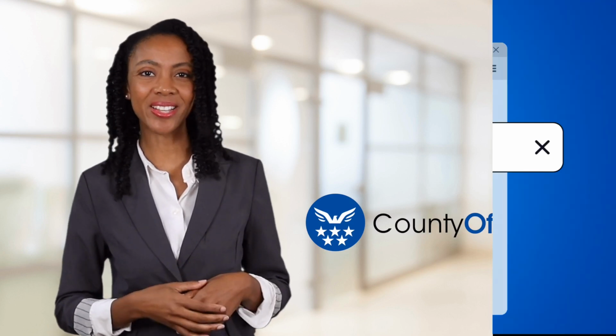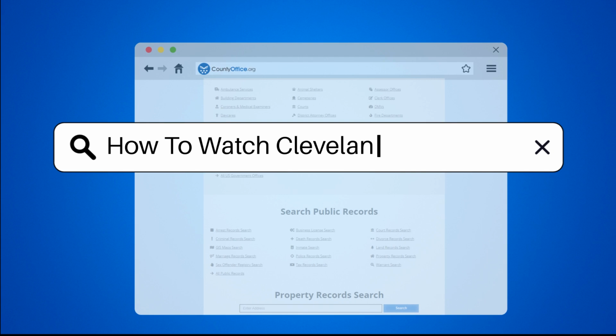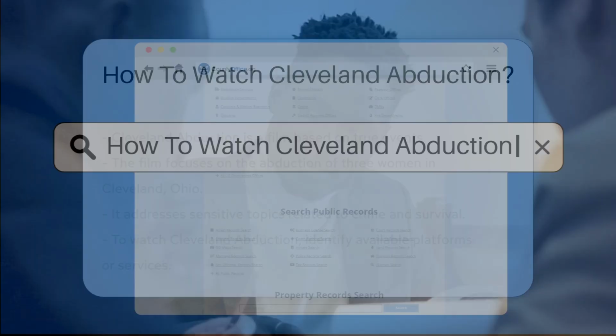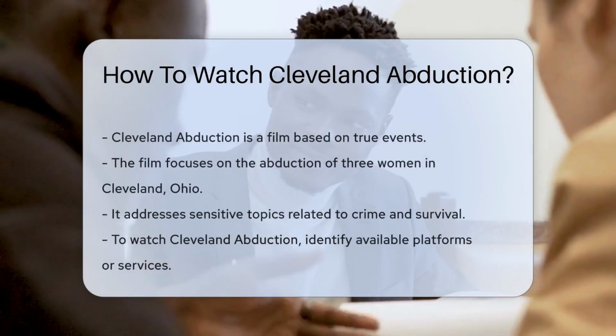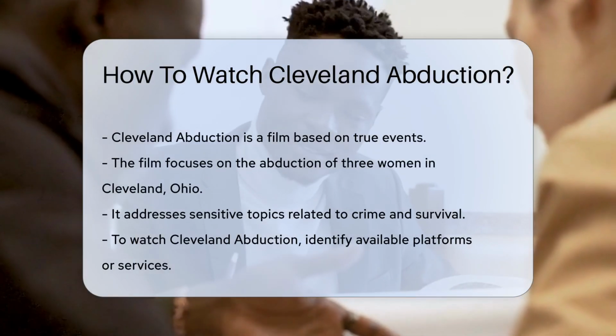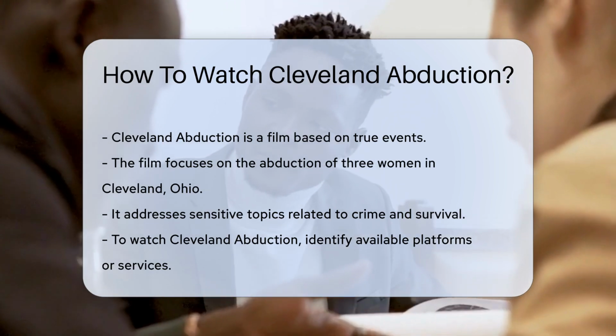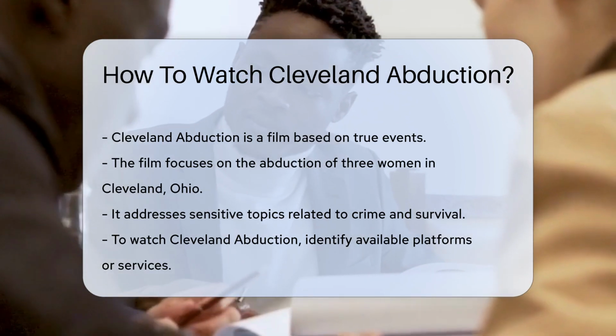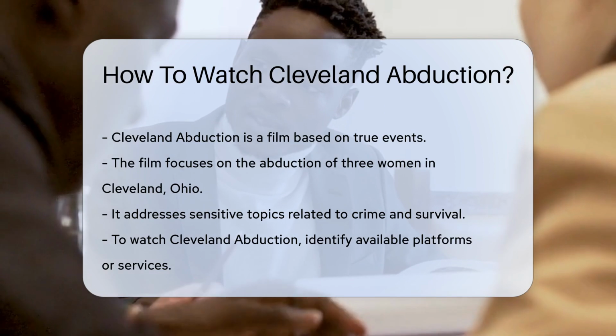Let's get started. How to watch Cleveland Abduction. Cleveland Abduction is a film based on true events surrounding the abduction of three women in Cleveland, Ohio. The film explores sensitive topics related to crime and survival.